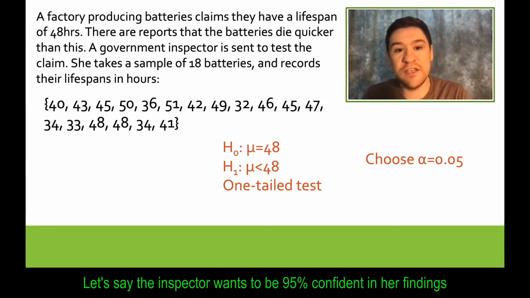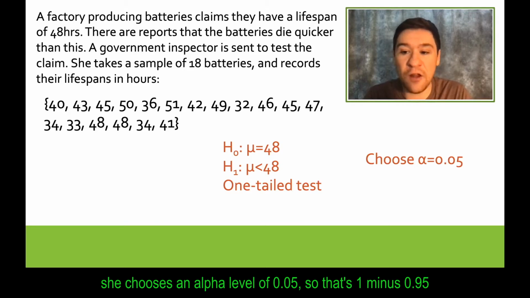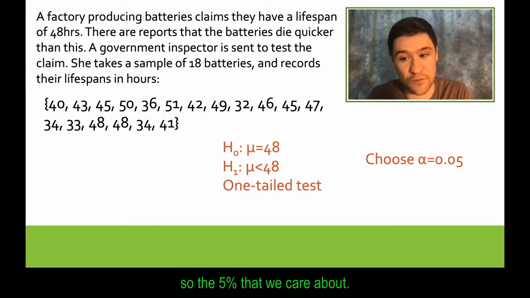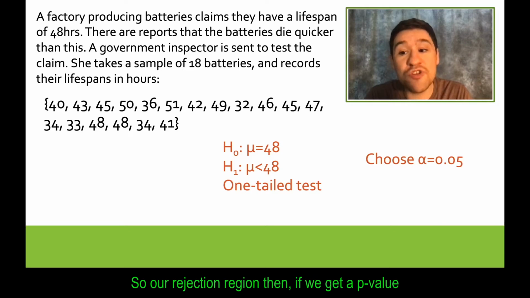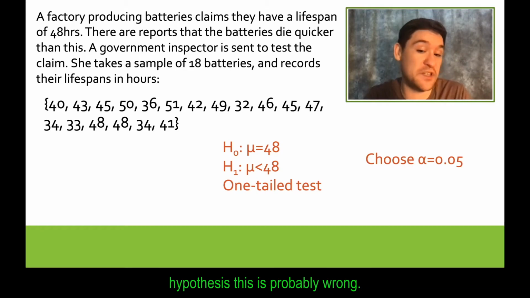Let's say the inspector wants to be 95% confident in her findings. If she wants to be 95% confident in her findings, she chooses an alpha level of 0.05. So that's 1 minus 0.95, so the 5% that we care about. So our rejection region then, if we get a p-value which is within 5%, that's small enough for us to say the null hypothesis is probably wrong.